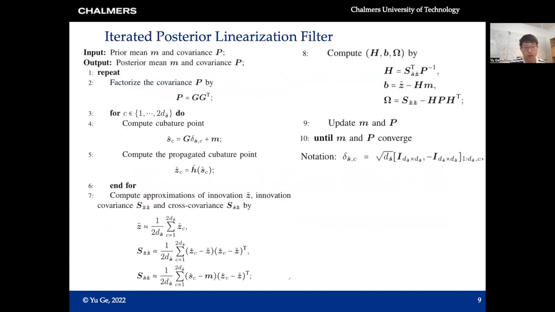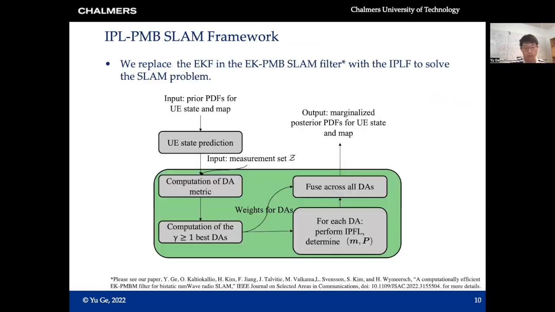This is a summary of the iterated posterior linearization filter. We input the prior mean and the covariance. We first factorize the covariance P, then compute the sigma points and propagate them. Based on those points, we approximate the innovation covariance and the cross covariance. Then we compute the linearization parameters and use these parameters to update the mean and the covariance. And then we repeat these steps until convergence. And that is the so-called iterated posterior linearization filter.